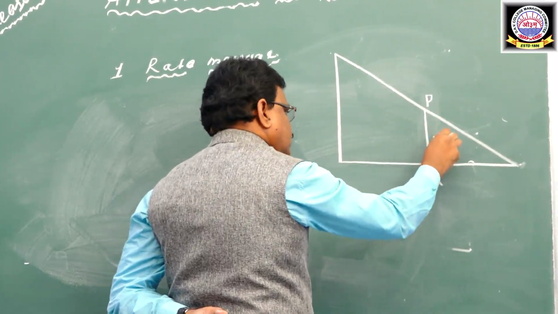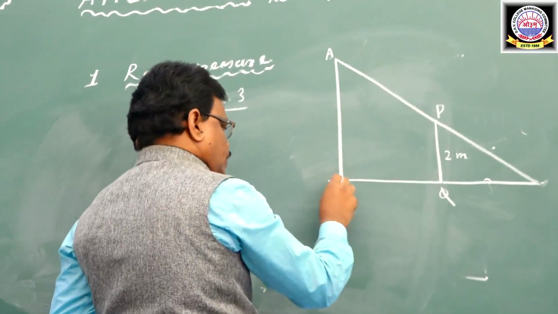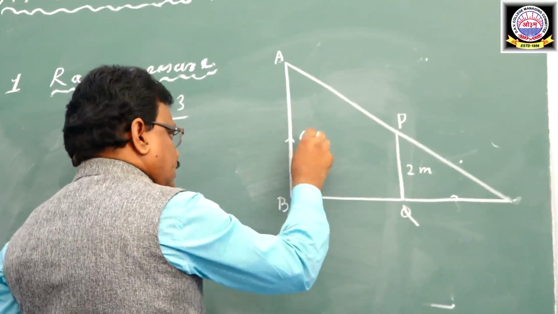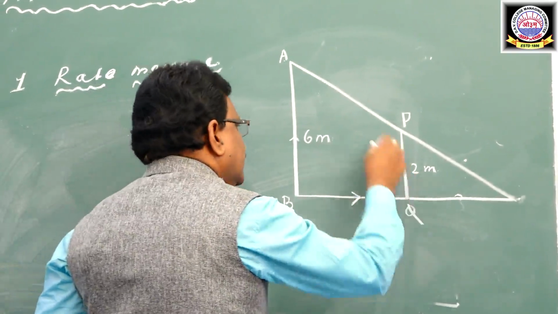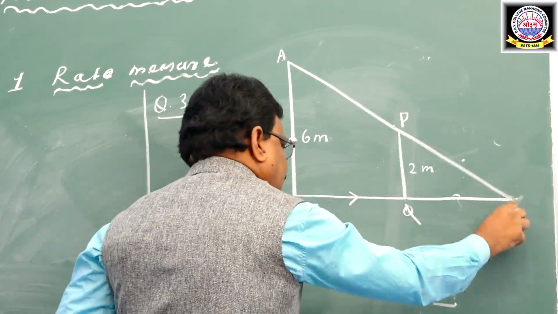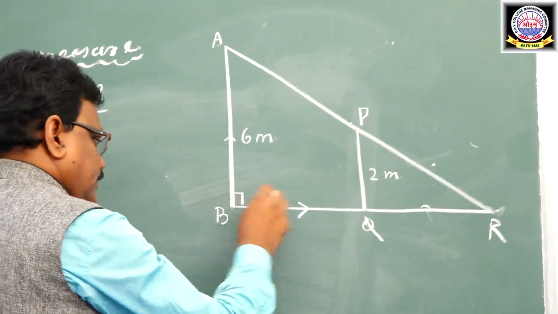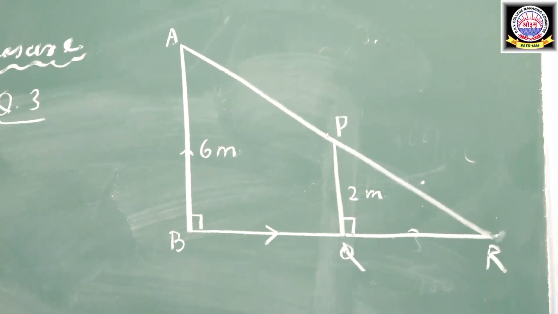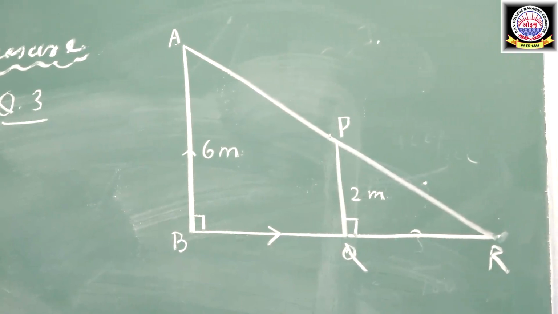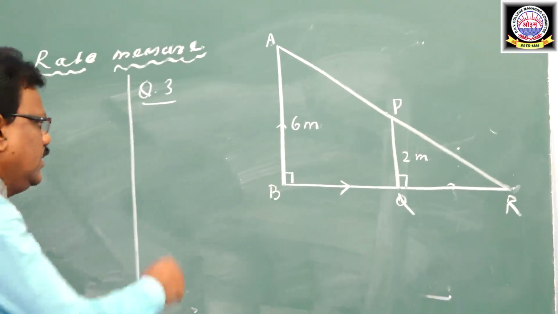This height is 2 meters, and say AB is the lamp post. What is the height given here? Yes, 6 meters. And say this point is R. Look at this figure. In the figure we can write AB is the lamp post and PQ is the height of the man. So here write down the solution.